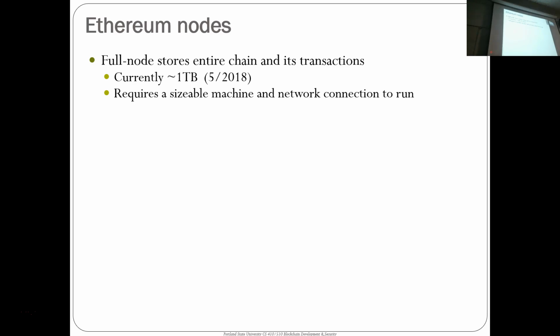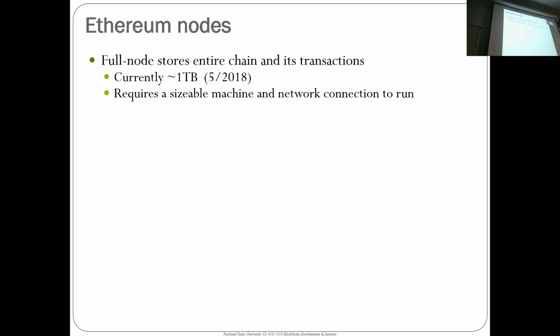But an Ethereum node, because it's doing all of this stuff, requires a lot of hardware. So the actual full node is about 1 terabyte. Oh, that was last year. I don't know what it is now, probably 2 terabytes by now. Actually, I have a graph. And it requires a sizable machine and network connection to run.